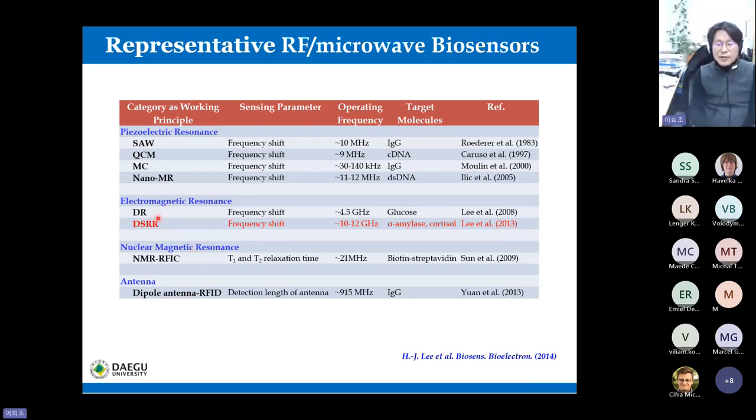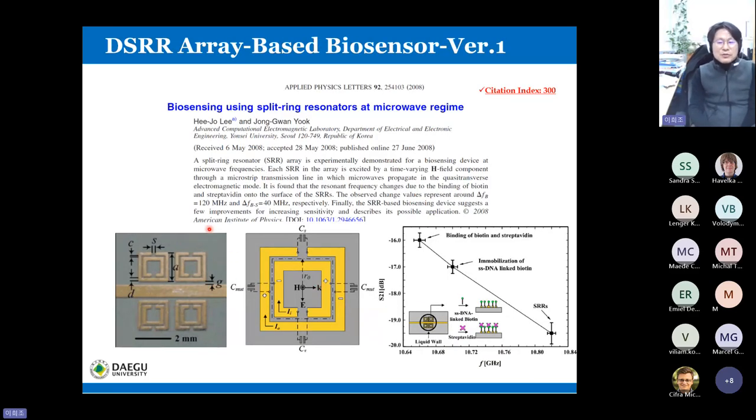The red color, especially the double spring resonator proposed by our group, is a frequency shift based sensor for biomolecules. For example, alpha-amylase and cortisol in the microwave regions. Okay, in this paper, our group proposed the double spring resonator based sensor for biotin. Biotin is a kind of vitamin, and streptavidin is a kind of protein. So we first conducted a biosensing work.